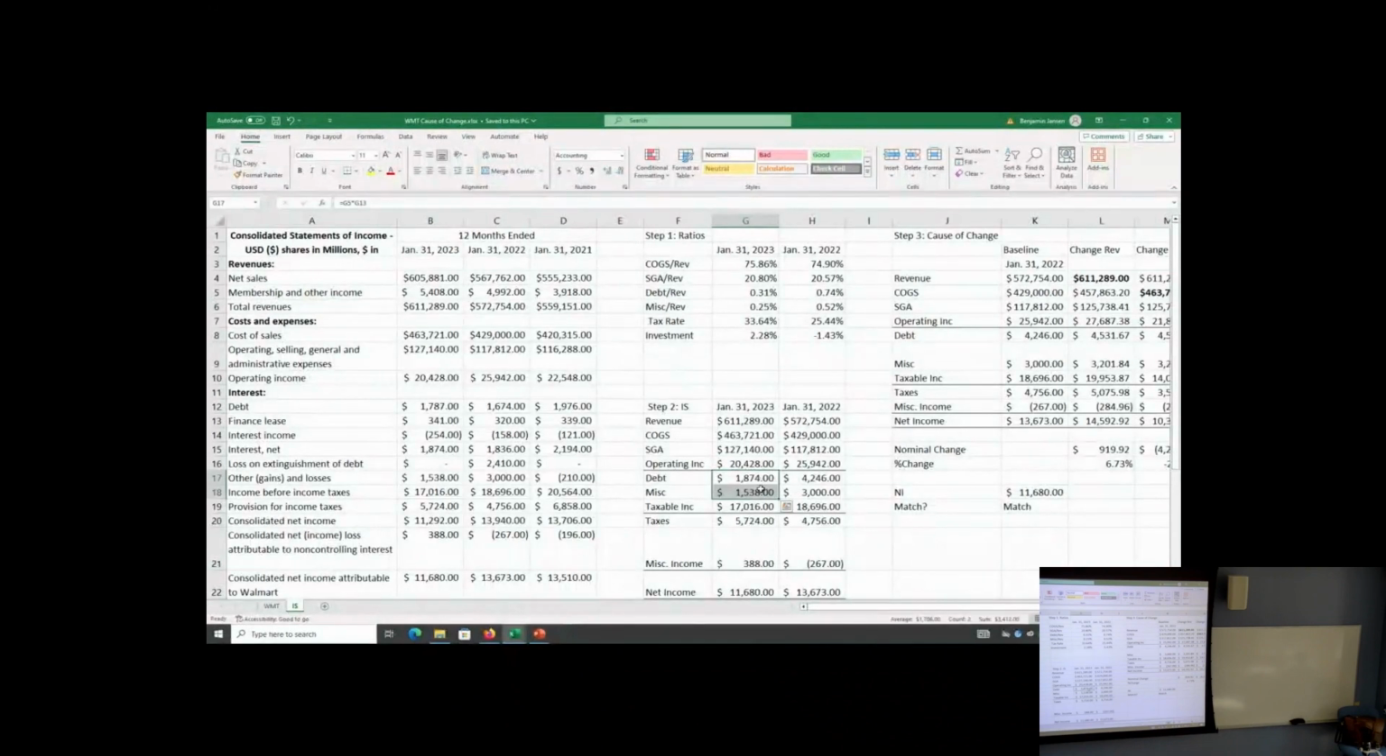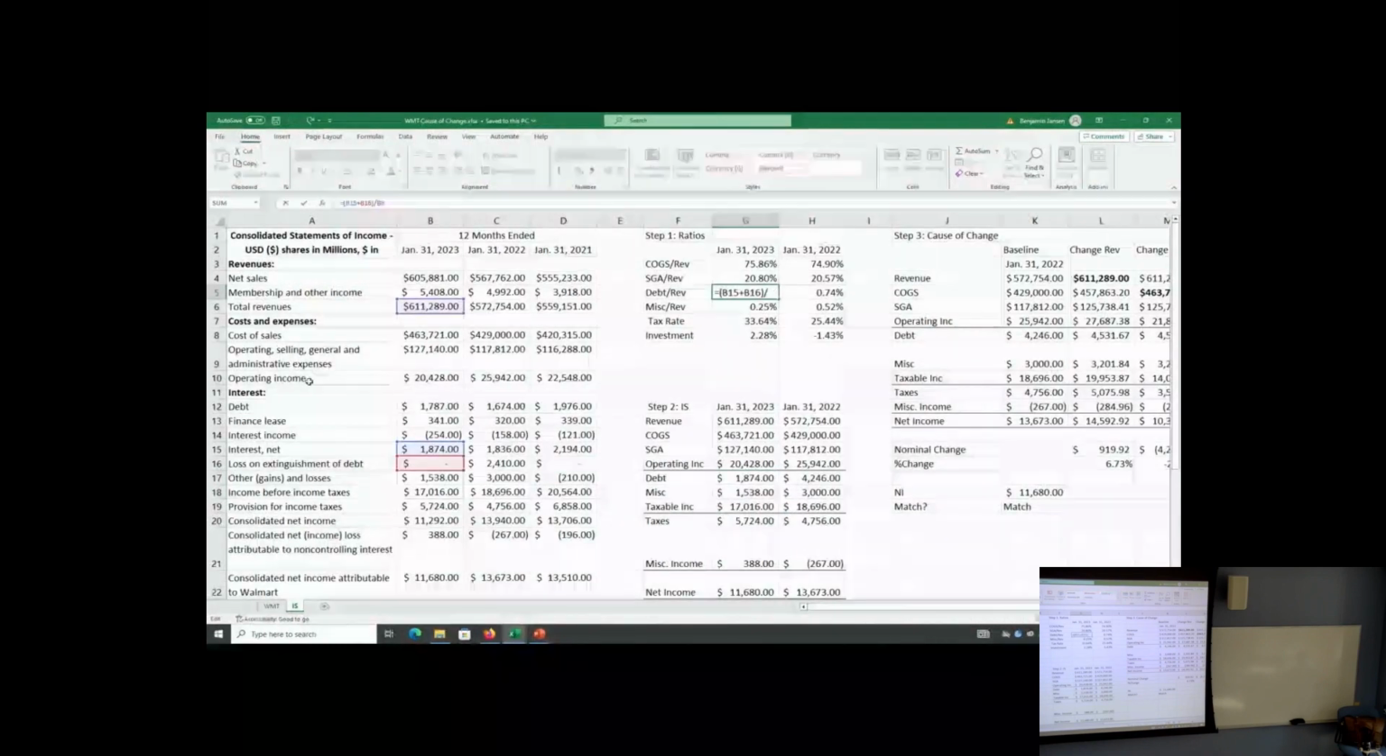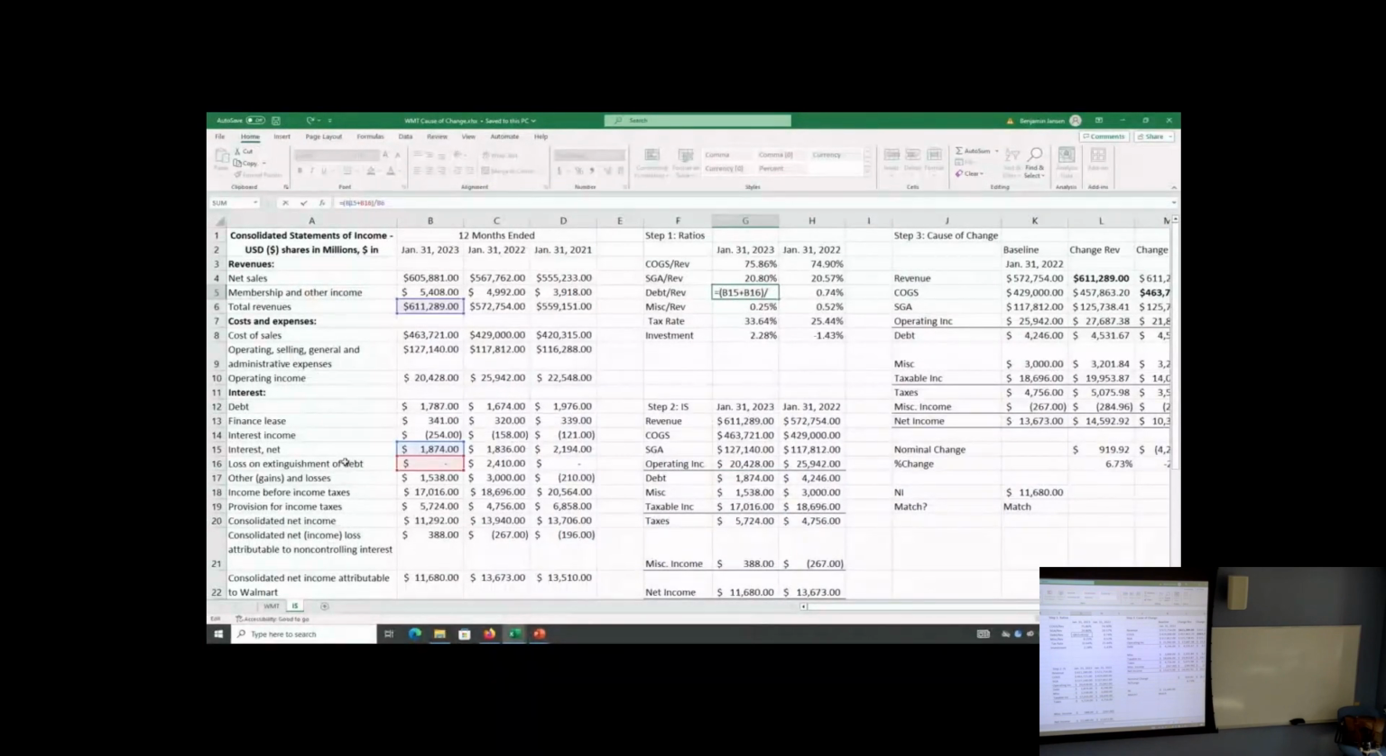All right, and these next steps here, this is where those miscellaneous items can come into play. When we're looking at debt here, I lumped together our interest expense, loss on extinguished debt. And we also have our miscellaneous.